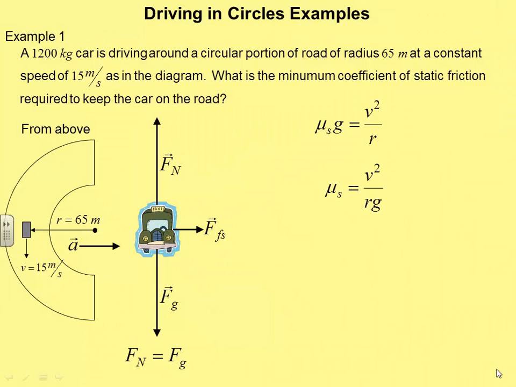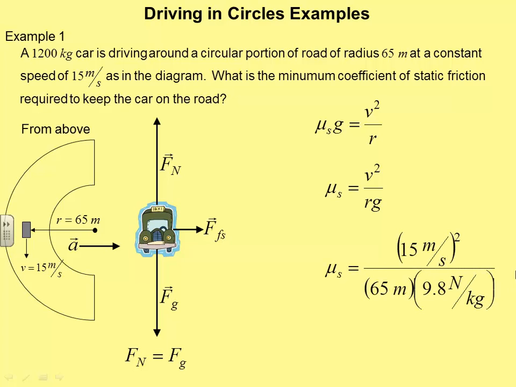Finish up the problem here. We need to divide by g to get mu s by itself. And by the way, at this point, you could really solve for anything. If I gave you the coefficient, you could solve for the required speed, which is what they would do on a road if they were going to put one of those little yellow signs that tell you the suggested speed. They would do this kind of analysis, assuming they knew the coefficient of static friction between the tires and the road.